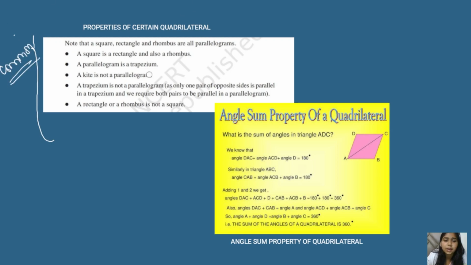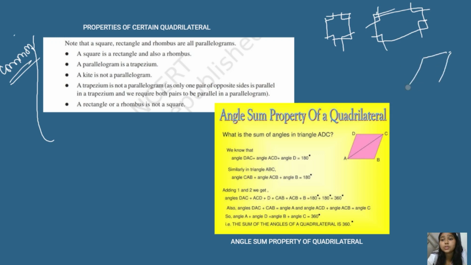Okay, basically a square is a rectangle and also a rhombus. So what is a square? A square has 90-degree angles. A square has all the sides equal. A square can be a rectangle because in the case of a rectangle, opposite sides are equal. In the case of a square also, opposite sides are equal. In the case of a rectangle, there are 90 degrees. A square is also a rhombus because in the case of a rhombus, all the sides are equal to each other. That is why a square can be a rectangle and a rhombus too.